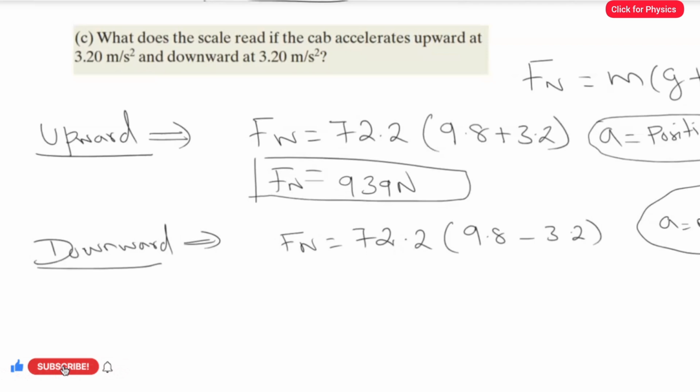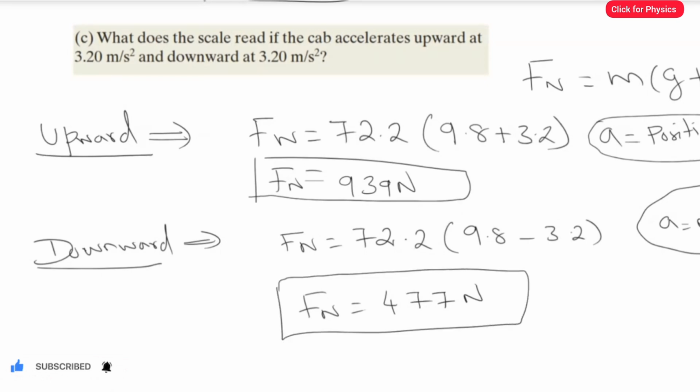Now let's see what's the answer for this. 72.2 multiplied by 9.8 minus 3.2. I got the answer as 476.52. So we can round it to 477. So therefore Fn is equal to 477 Newton, and this is the answer for the question.